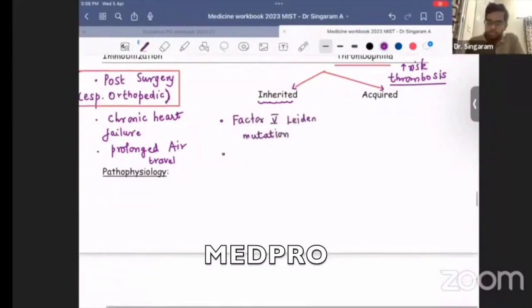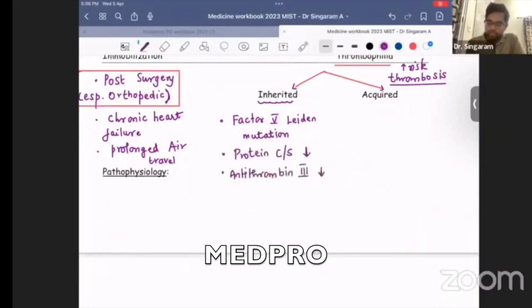Then one more condition called protein C deficiency and protein S deficiency. The third one is called antithrombin 3 deficiency. These are all inherited conditions which can predispose the patient to develop recurrent thrombosis, and as a part of that, thromboembolism can occur.